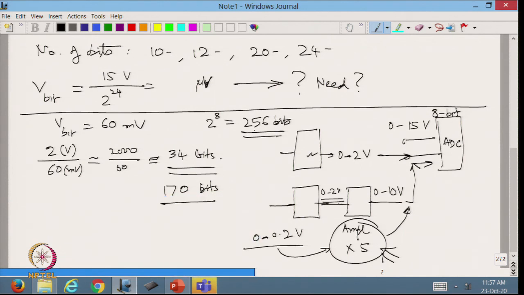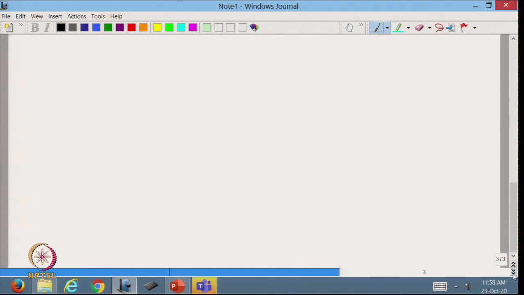Can we match it exactly to 256 bits? Well, this would mean that you would have to have an amplification of 15 by 2 or 7.5. If this is possible in the digital world, we can do it. Otherwise, it is best that we remain slightly below 7.5, so that we do not end up getting into the problem of saturation.